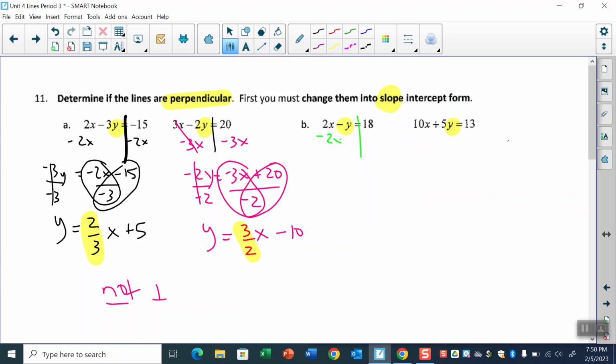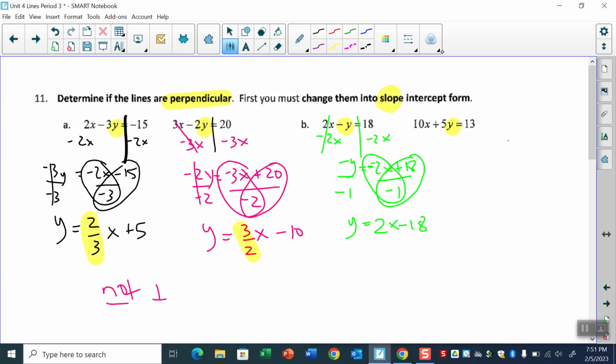Okay, and now looking at this one. So minus 2x, boom, bring down the y, negative 2x plus 18, divide by negative 1. So now I have positive y. This was a negative 2x, right? So I've got negative, negative, so that's positive, and then that's going to be minus 18.